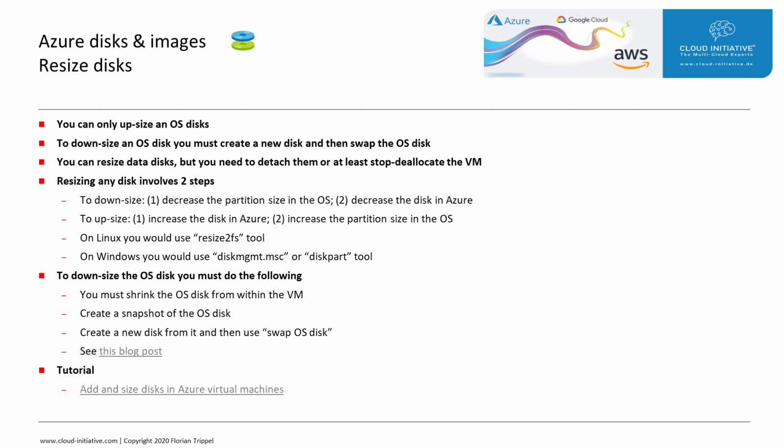The actual steps for downsizing a disk are: first, we must decrease the partition size on the OS level, which usually involves tools like Disk Management on Windows or resize2fs on Linux. Second, we must decrease the disk size in Azure from the disk resource blade. These were the steps for downsizing a disk. The steps for upsizing a disk are reversed. So we would first increase the disk size in Azure and then at the OS level. If you want to gain more hands-on experience with resizing disks, then follow the tutorial links.